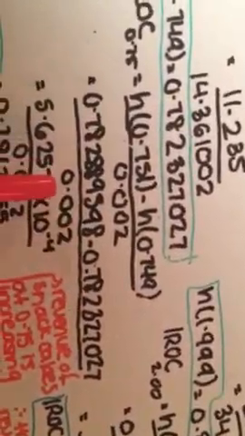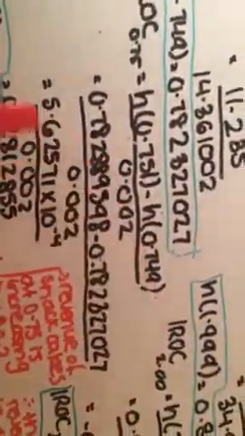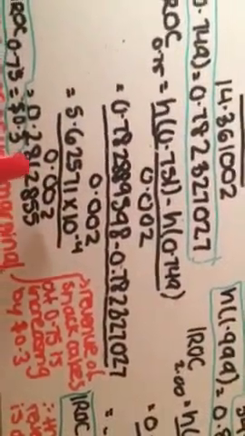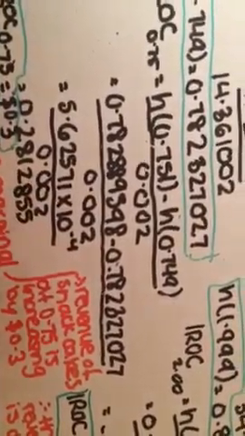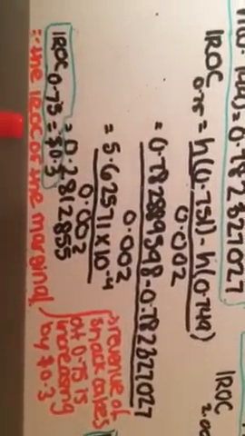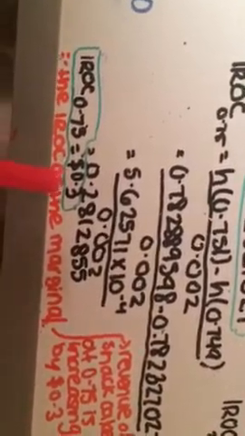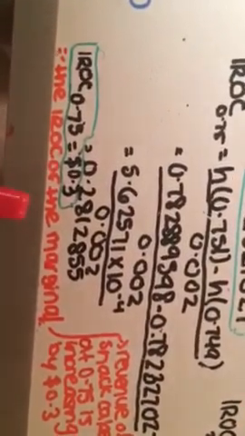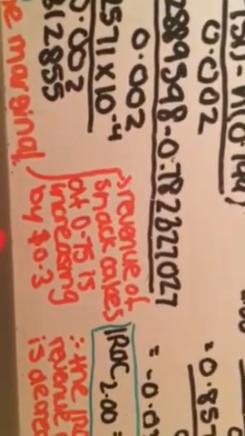We're just going to substitute it in here and here for these two values, put that all over 0.002. We're going to subtract our numerator and then put that all over 0.002. Put this right here in your calculator, and that's going to give you this number right here. And then we're just going to round to one decimal. So IROC of 0.75 equals $0.3. Therefore, the IROC of the marginal revenue of snack cakes at 0.75 is increasing by $0.3.